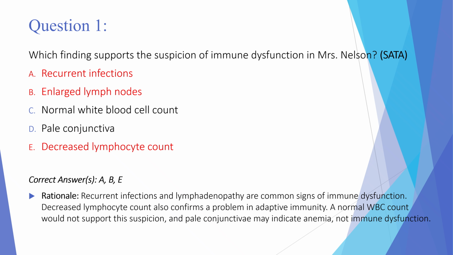A normal white blood cell count will not support this suspicion, and pale conjunctivae may indicate anemia, not immune dysfunction. Because normal white blood cells show you infection. So if it's normal, why should I suspect something is wrong if it's within normal range, right?